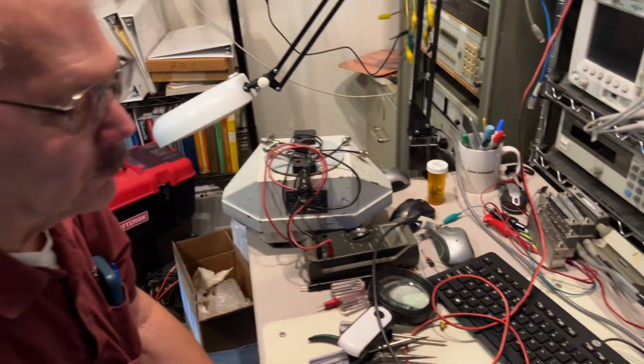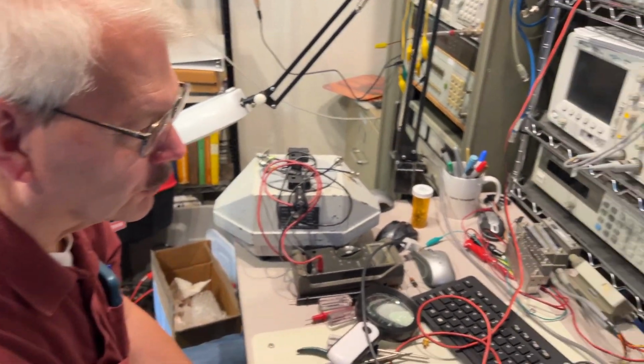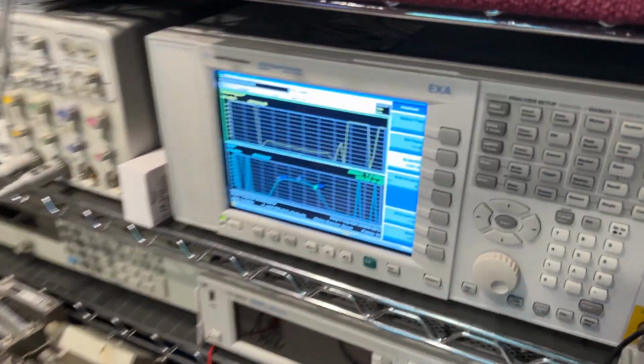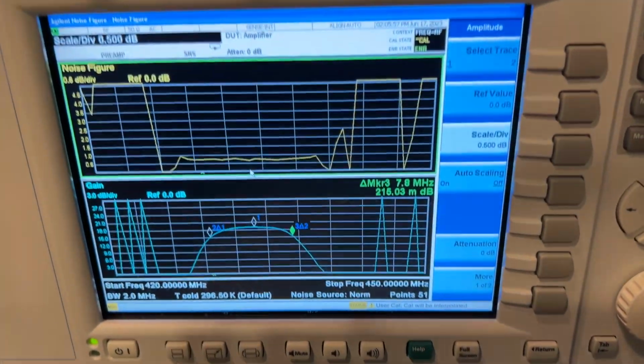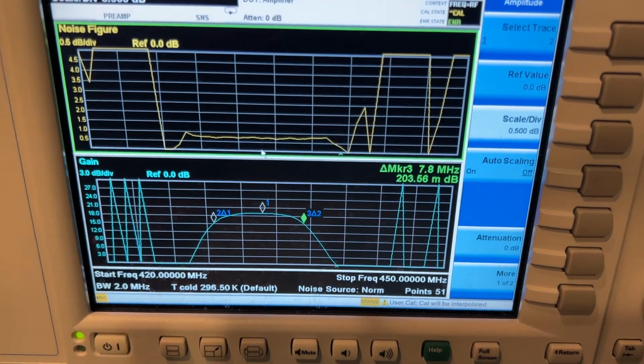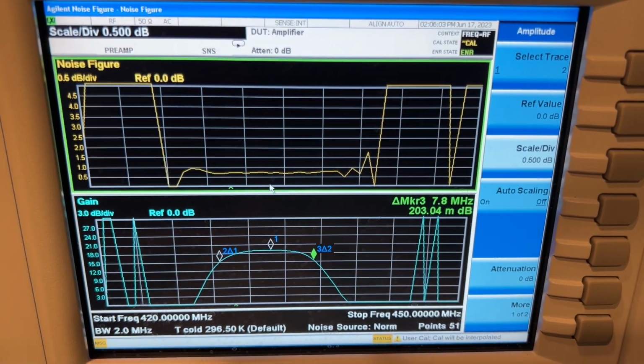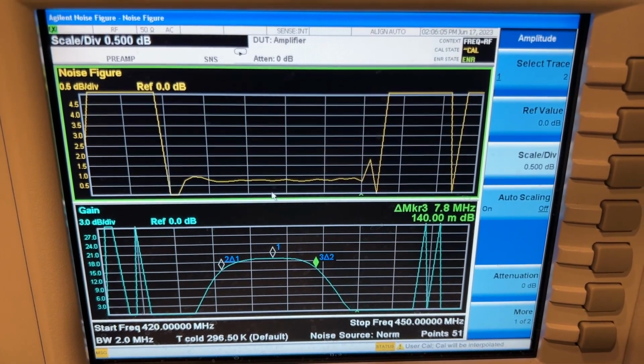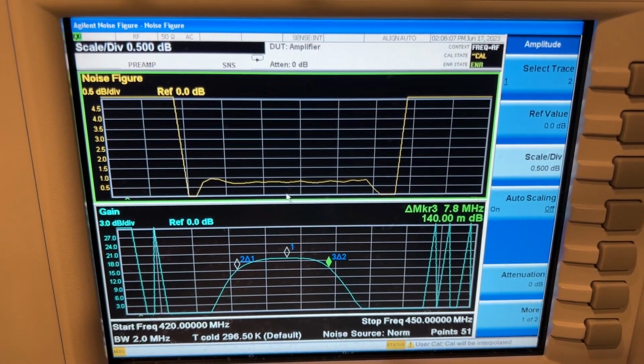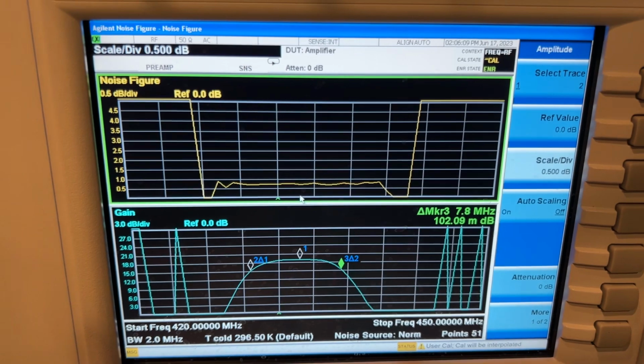Okay, again, the upper trace, why don't you go back to the screen? You bet. You don't need to see me. The upper trace is noise figure, the lower trace is gain. And what you're seeing in the pass band of the amplifier is that the noise figure is running just below a dB, and the gain is up around 18, which is on the lower trace.